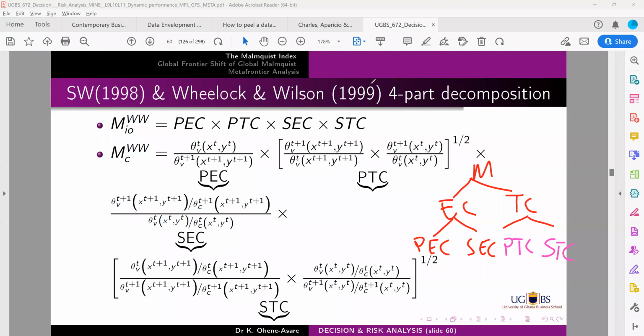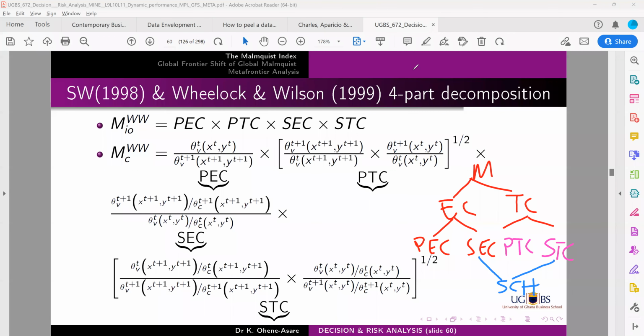What Ray and Desley did, and this chart I'm drawing, you should be able to draw that in your thesis. What Ray and Desley did is that they combined this scale efficiency change and this scale technological change, and they called it the scale change. So they had three-factor decomposition. And it's just a split. They combined it. Wheelock and Wilson split it. So that makes Wheelock and Wilson's own become a four-factor decomposition.